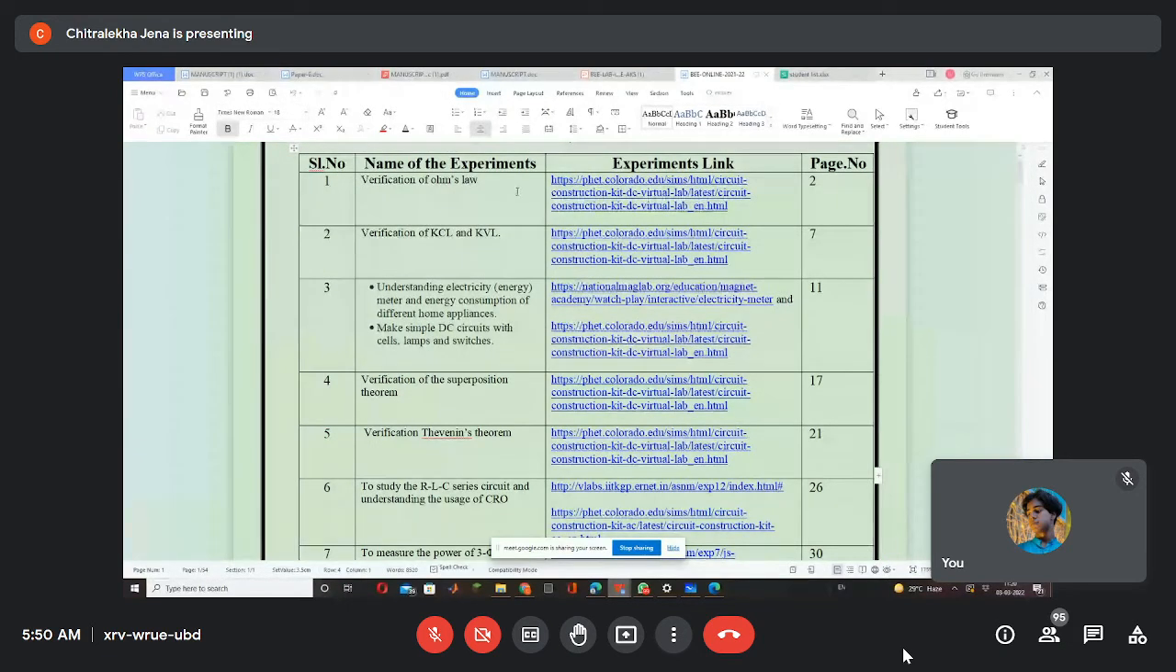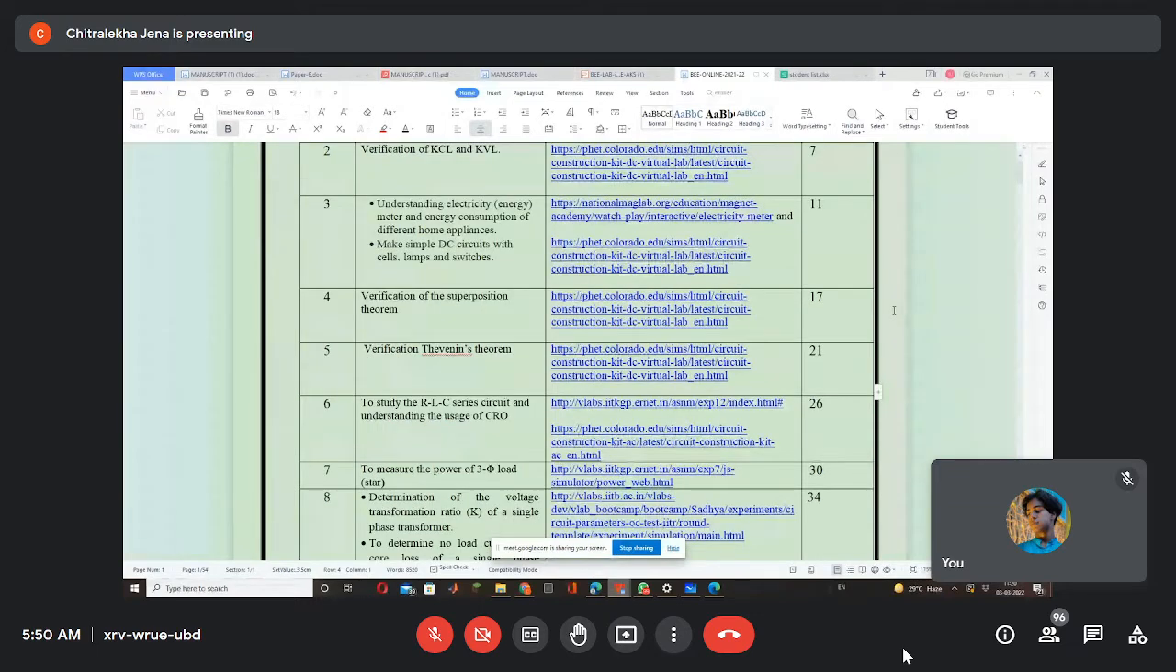Verification of Ohm's law, which you have read. Verification of Kirchhoff's current law and Kirchhoff's voltage law. Then the third one is understanding electricity. That means you should know the different types of loads you connect in your house, what the ratings of those loads are, and how much energy is consumed by them. You will do those calculations for the energy consumption of different home appliances.